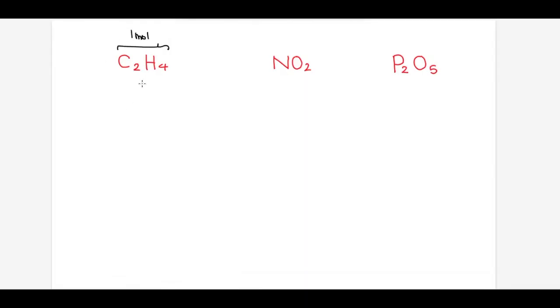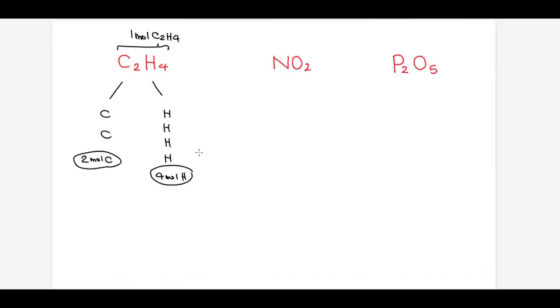If you have 1 mole of this compound, that means there are 2 carbons and 4 hydrogens in there. So you can think about these ratios in terms of moles as well. You can say for every 1 mole of C2H4, there are 2 moles of carbon and 4 moles of hydrogen.